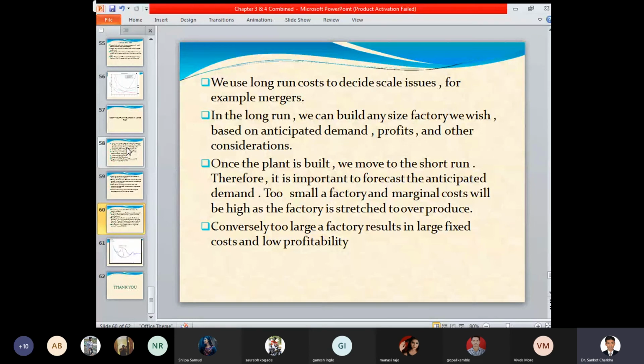In the long run, we can build any size factory we wish, based on the anticipated demand, profits, and other considerations. So based on all these considerations, you have to see which project is more profitable, where you can start your business, what is the scope and functioning of that business activity, what products have been offered for sale, and so on. So in this case, there are a lot of factors associated, and we have to deal with those factors in the long run.